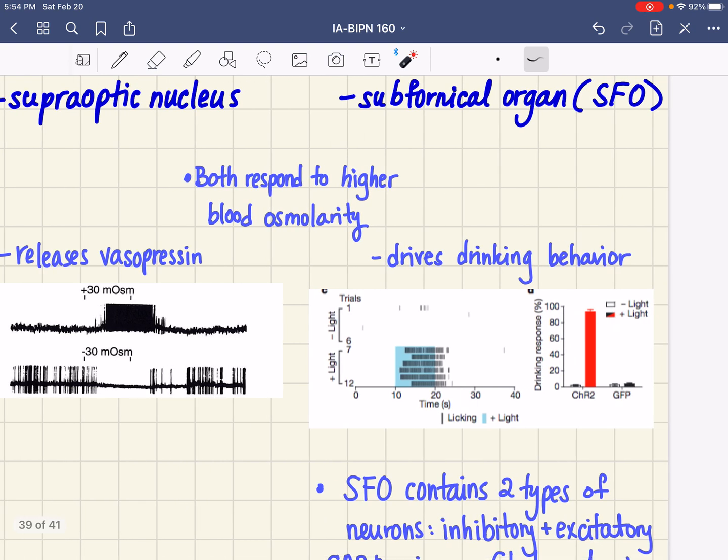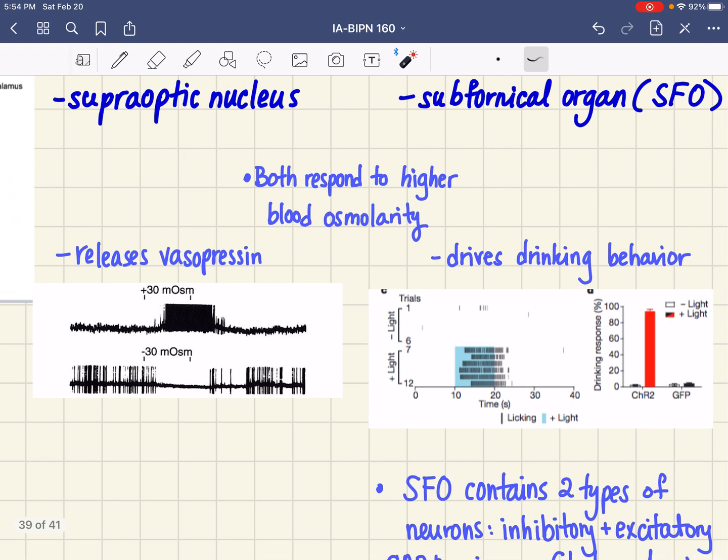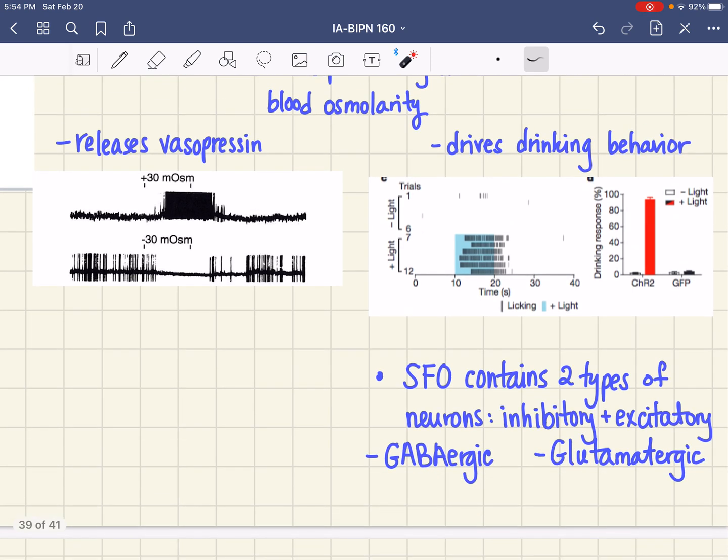The subfornical organ, or the SFO, also responds to high blood osmolarity, but it works in a little bit of a different way. I don't think we talked about the exact mechanism of how it works, but all you should really know is that the SFO drives drinking behavior, or wanting to drink a lot of water.